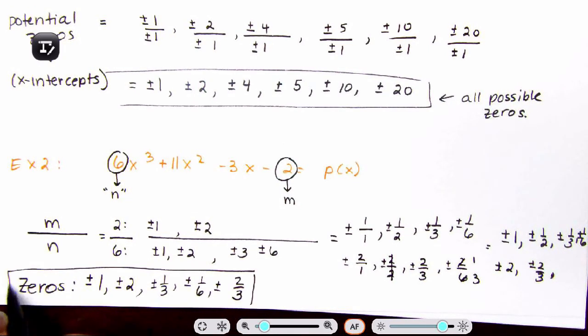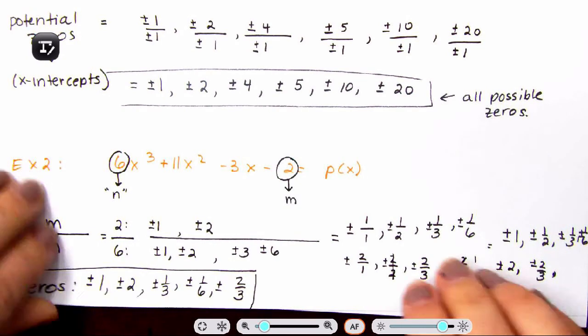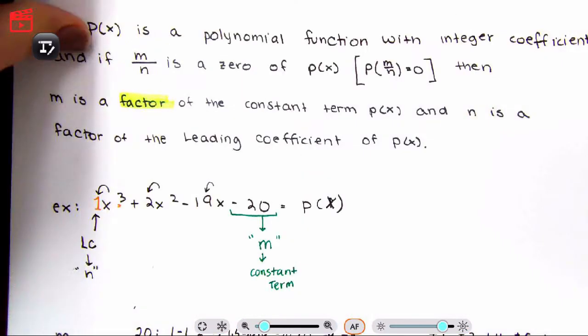These are all my potential zeros. That doesn't mean all of them are my zeros. It means one of these, either the plus or the minus of that, would be a 0. All right, so how do you know which one is a 0 and what does that mean? Using the rational root theorem, we can determine if something is a factor.